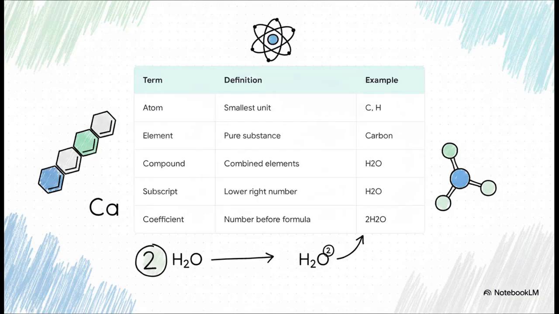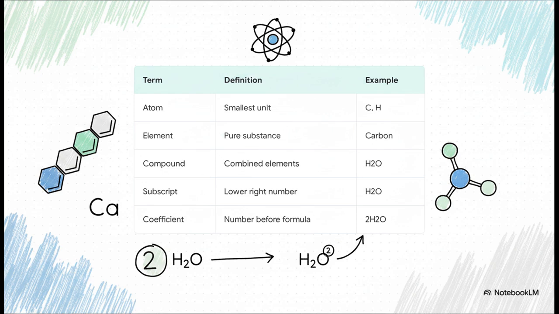Now to actually read these equations, we need to nail down some vocabulary. An atom is basically your smallest building block. An element is a pure substance made of just one kind of atom, like carbon. And a compound? That's when 2 or more different elements chemically combined, like H2O. But let's really focus on these last 2. The coefficient is the big number written before a formula telling us how many molecules we're dealing with, and the subscript, that's the tiny number hanging out at the lower right of a symbol.